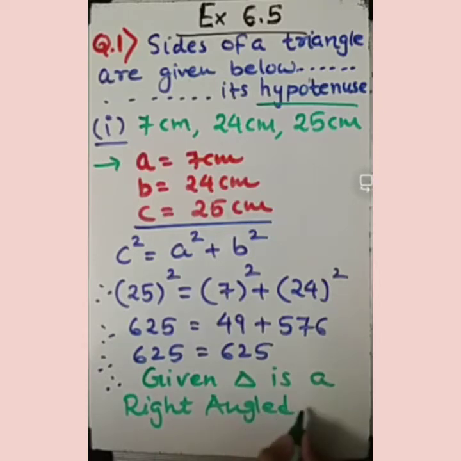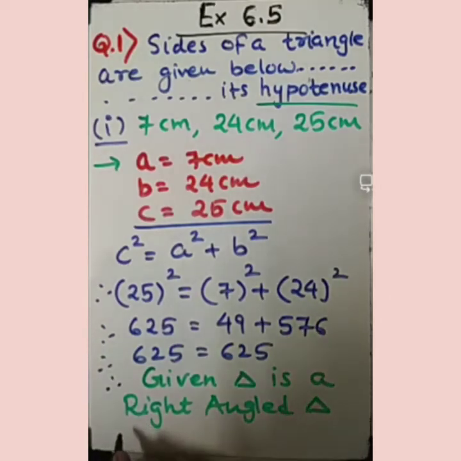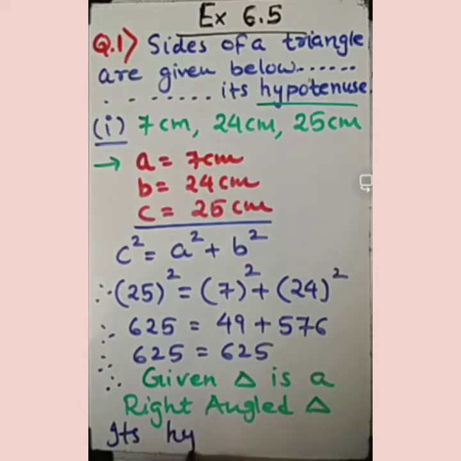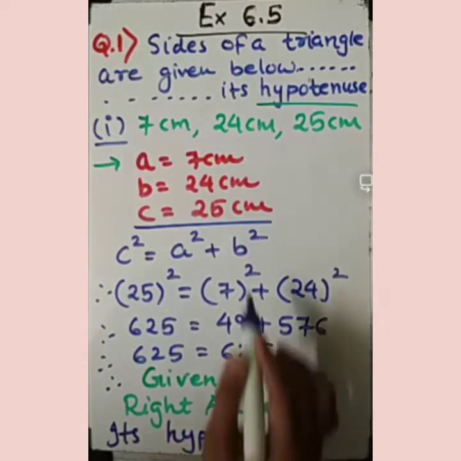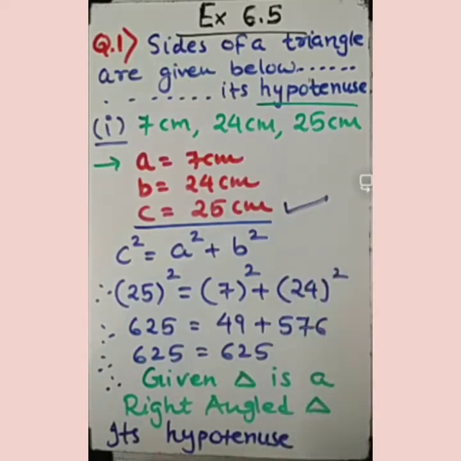They are asking for the hypotenuse also. The length of the hypotenuse will be, of course, the bigger side, that is 25 centimeters. So hypotenuse is 25 centimeter. Is it clear?